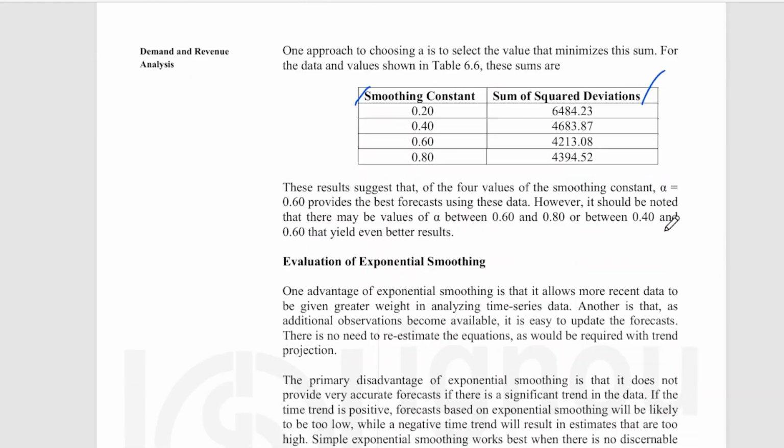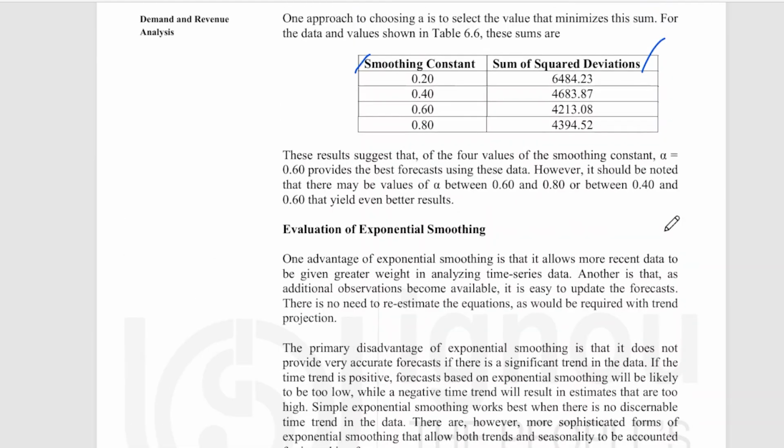And evaluation of exponential smoothing also here. One advantage of exponential smoothing is that it allows more recent data to be given greater weight in analyzing time series data. And another is that as additional observations become available, it is easy to update the forecast, and there is no need to re-estimate the equation as would be required with the trend projection.